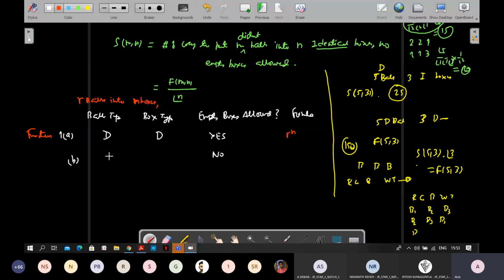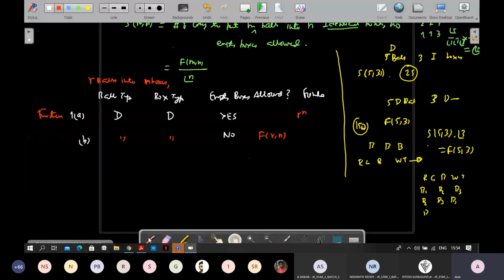1B: ball type again the same, distinct. Empty box allowed? No. It means no box is left empty, so it is an onto function. This answer is the big answer, that is F(R,N), which we have told you about. Of course, you know that F(R,N) will be 0 if the number of boxes is more than the number of balls. So F(R,N), in general. This is called a surjection, or surjective function, or onto.